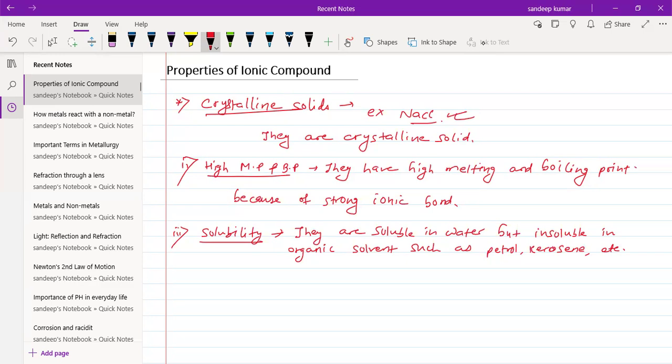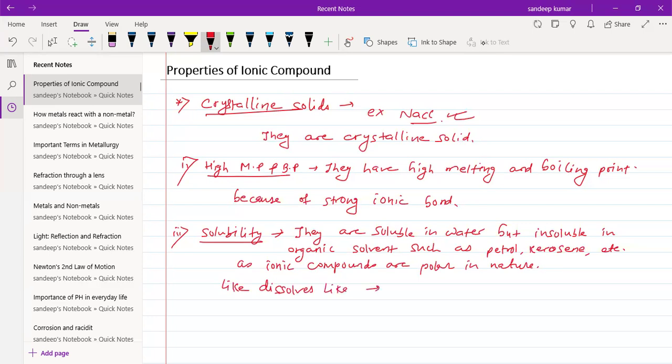What is the reason for solubility, children? Because ionic compounds are polar in nature. And water also, you see, children, water is also polar. So here in chemistry, like dissolves like, that you have to understand. Like dissolves like.